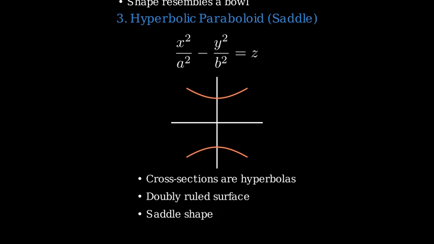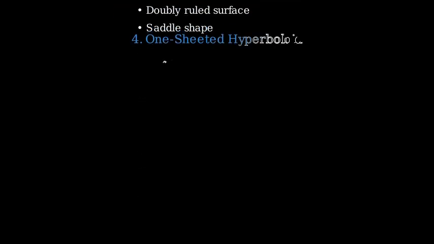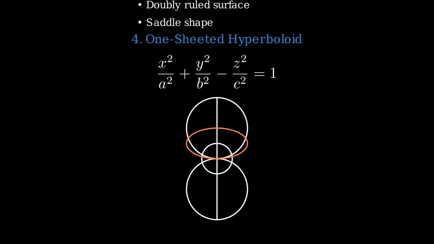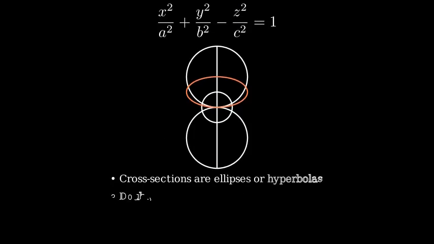Next, we have the one-sheeted hyperboloid. A one-sheeted hyperboloid has the standard equation x squared over a squared plus y squared over b squared minus z squared over c squared equals 1. The cross-sections where z equals a constant are ellipses. This is also a doubly ruled surface. The one-sheeted hyperboloid looks like an hourglass that extends infinitely in both directions.